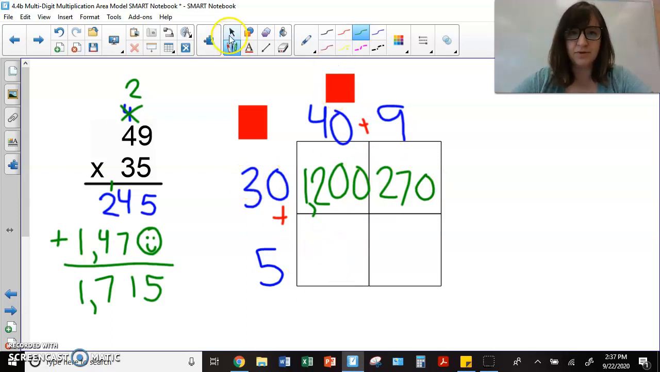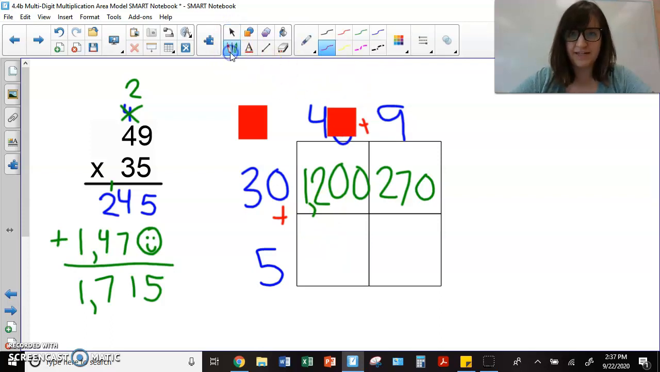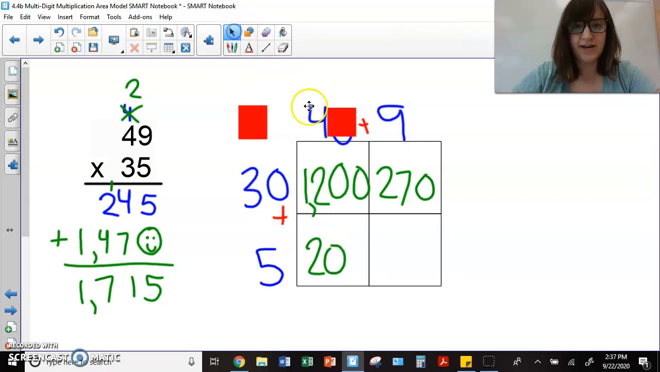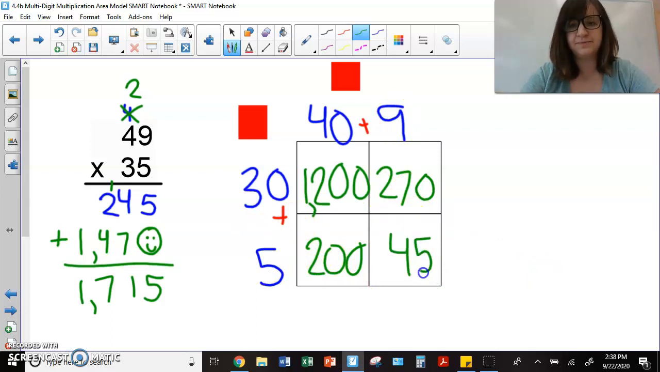Down here, I'm going to multiply 4 times 5 because I'm covering up that 0 right now. 4 times 5 is 20. And when I move it away, there's 1 0 there, which means I'm going to put 1 0 after this. And then right here, I'm multiplying 9 times 5. And there are no zeros after those, so I'm going to put 45 in the box.